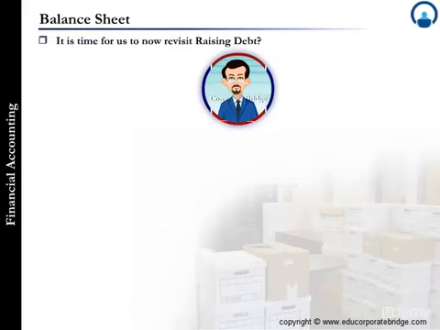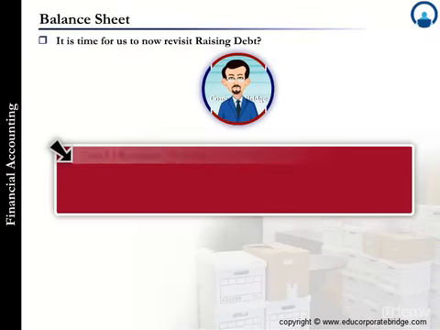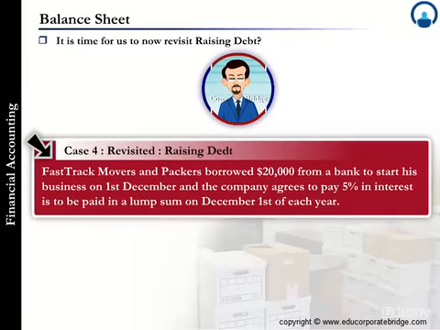It is time for us to now revisit raising debt. Case Study 4, revisited. Raising debt. Fastrack Movers and Packers borrowed $20,000 from a bank to start his business on 1st December, and the company agrees to pay 5% in interest, or $1,000. The interest is to be paid in a lump sum on December 1st of each year.